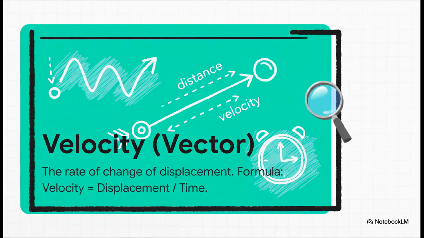And in the other corner, we've got velocity. And just like speed is tied to distance, velocity is tied to displacement. It's not just about how fast you're going, it's also about which direction you're headed. It's a vector. So 60 kilometers per hour is speed. 60 kilometers per hour due north, now that's velocity.